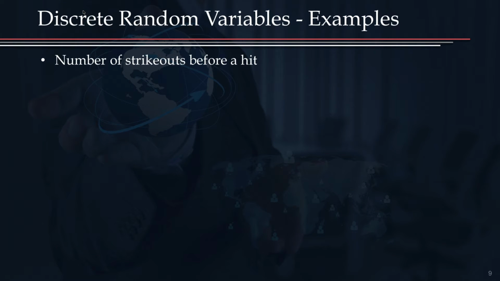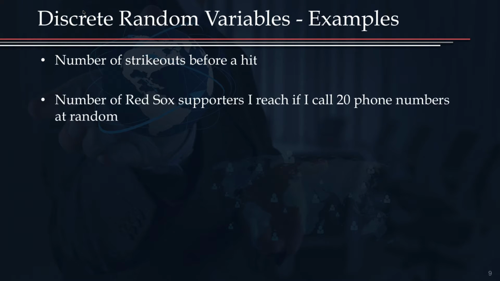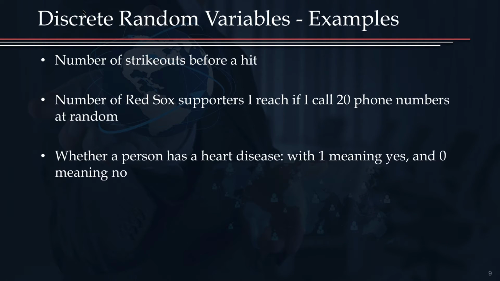The number of strikeouts before a hit in baseball is discrete because, again, you can count the outcomes. It takes the value 0, 1, 2, etc. The number of Red Sox supporters I reach if I call 20 phone numbers at random is discrete. And you can even do things like this. You can encode whether or not a person has a heart disease with 1 meaning yes and 0 meaning no. And then this becomes also a discrete random variable.